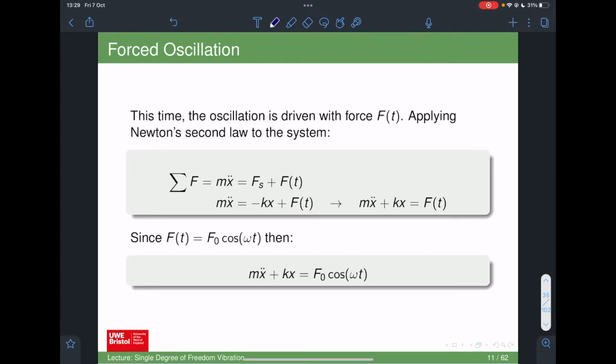And like I said, this time I'm actually going to make the force a sinusoid. So I'm applying a sinusoidal force to this system. I'm actually applying force to the mass to move it backwards and forwards. Notice that in this case I've got F0, which is the amplitude that I've chosen for the force that I'm applying. So that could be 80 newtons, it could be 800 kilonewtons, whatever. That's the force that I've decided.